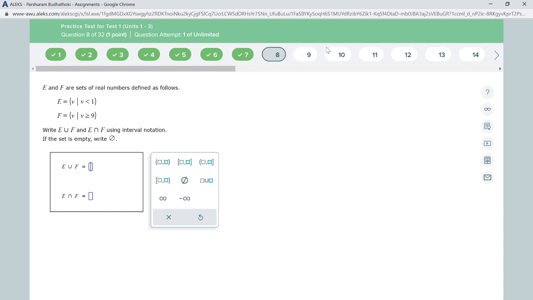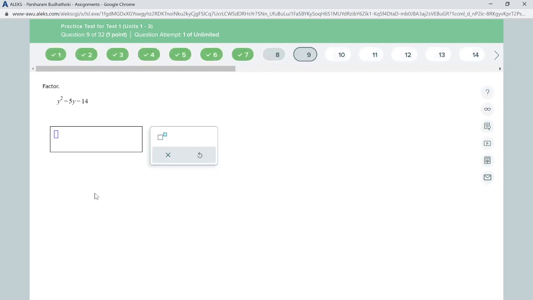Union and intersection, I'm not going to repeat the very similar type of problem. Just draw the graph for the first set, which is less than 1, and the second set, which is greater than or equal to 9, and use the same approach we used for the previous problems.